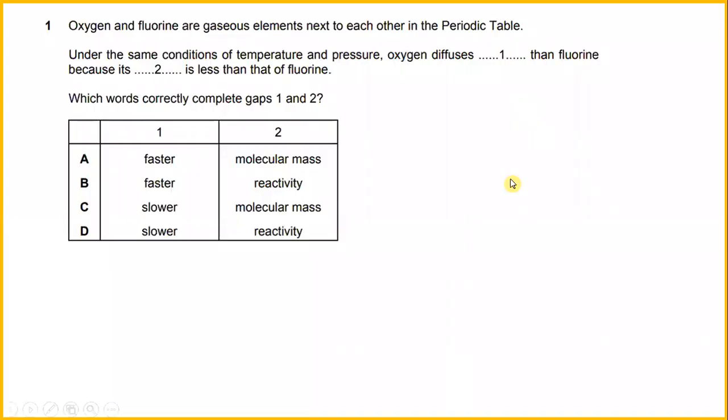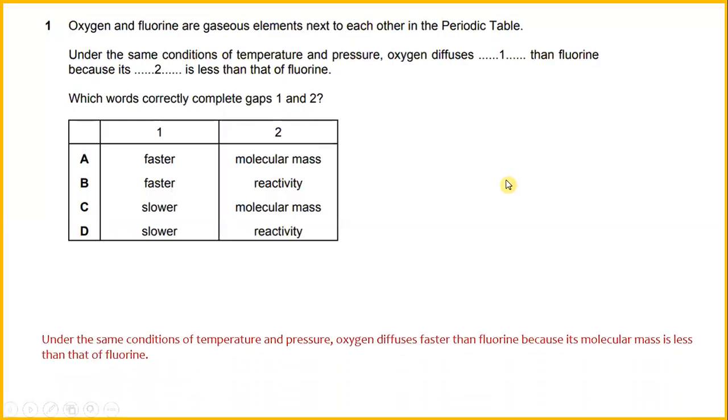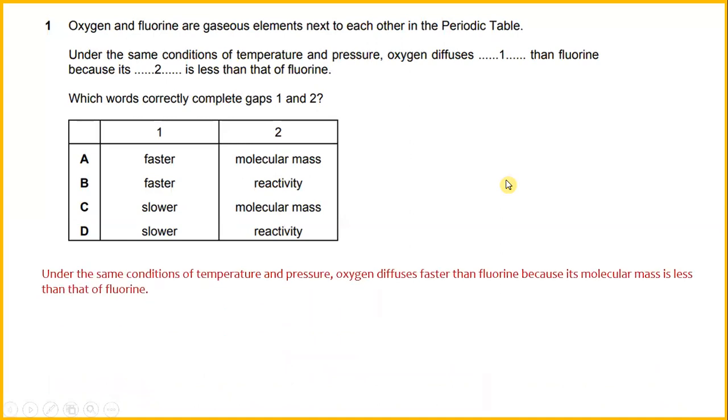Question number 1. Oxygen and fluorine are gaseous elements next to each other in the periodic table. Under the same conditions of temperature and pressure, oxygen diffuses faster than fluorine because its molecular mass is less than that of fluorine. So the answer for this will be A.